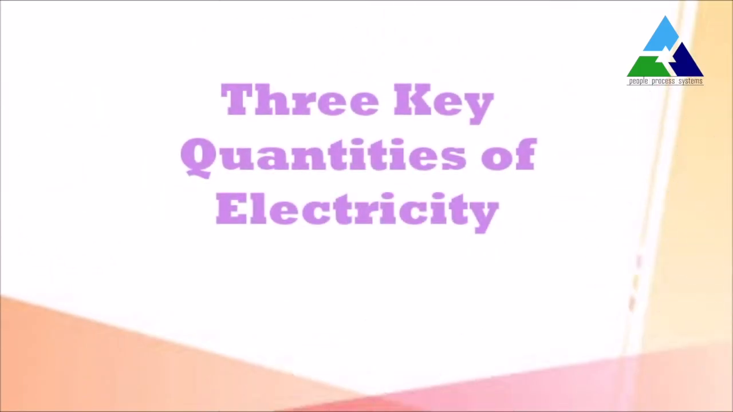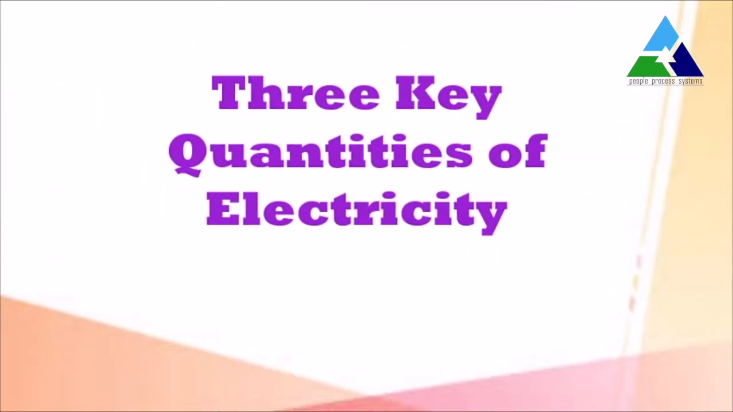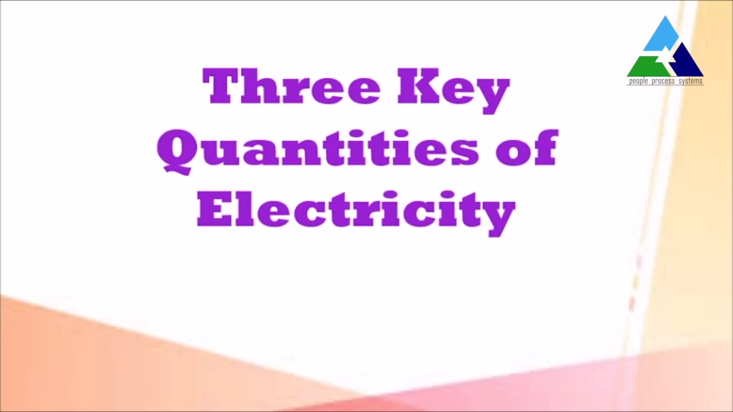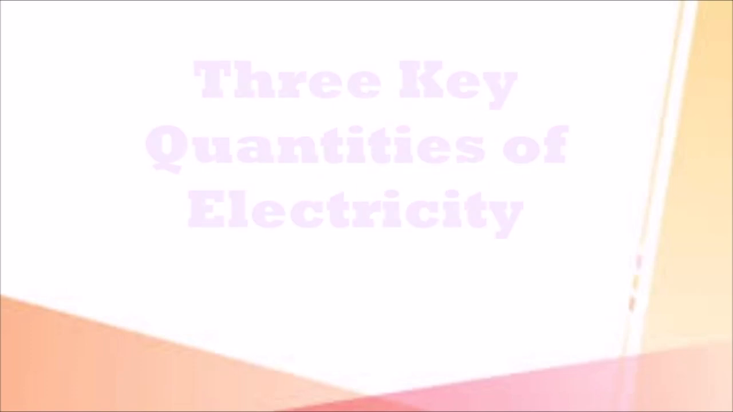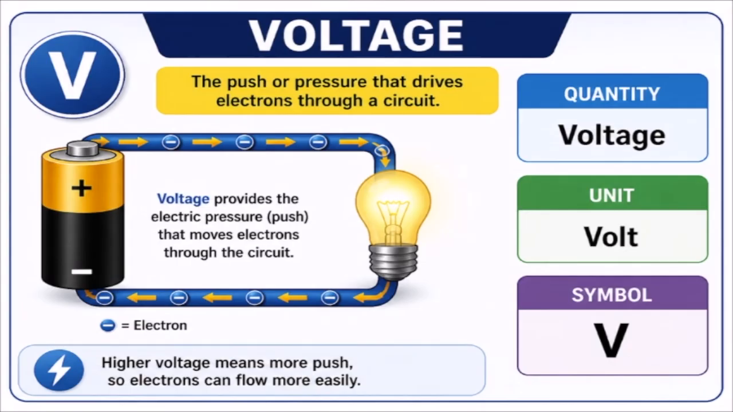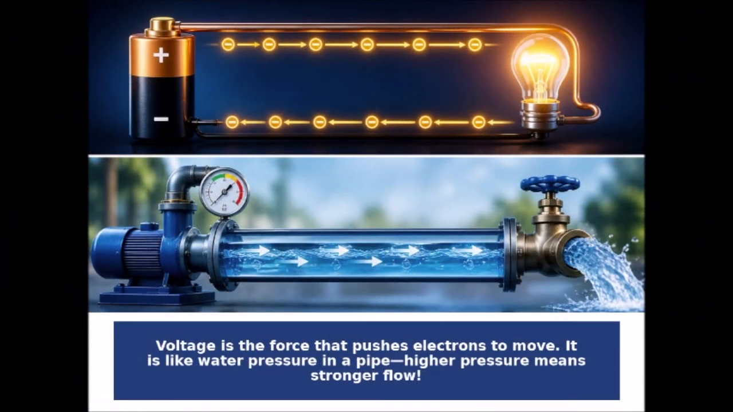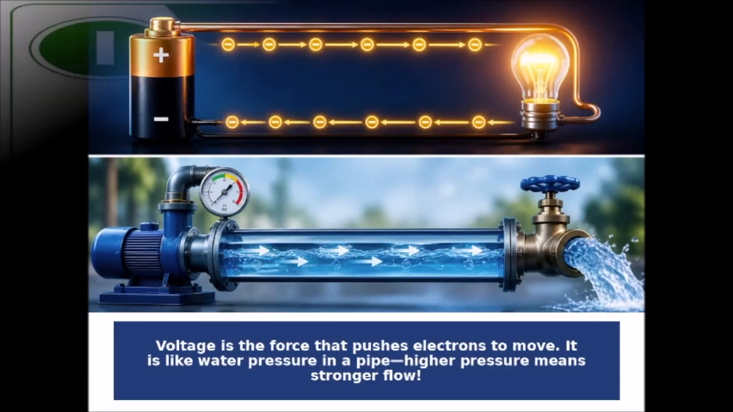The three key quantities of electricity. Voltage, unit is volt, and the symbol is V. Voltage means the push or pressure that drives electrons through the circuit. Voltage is the force that pushes electrons to move. It is like water pressure in a pipe. Higher pressure means stronger flow.